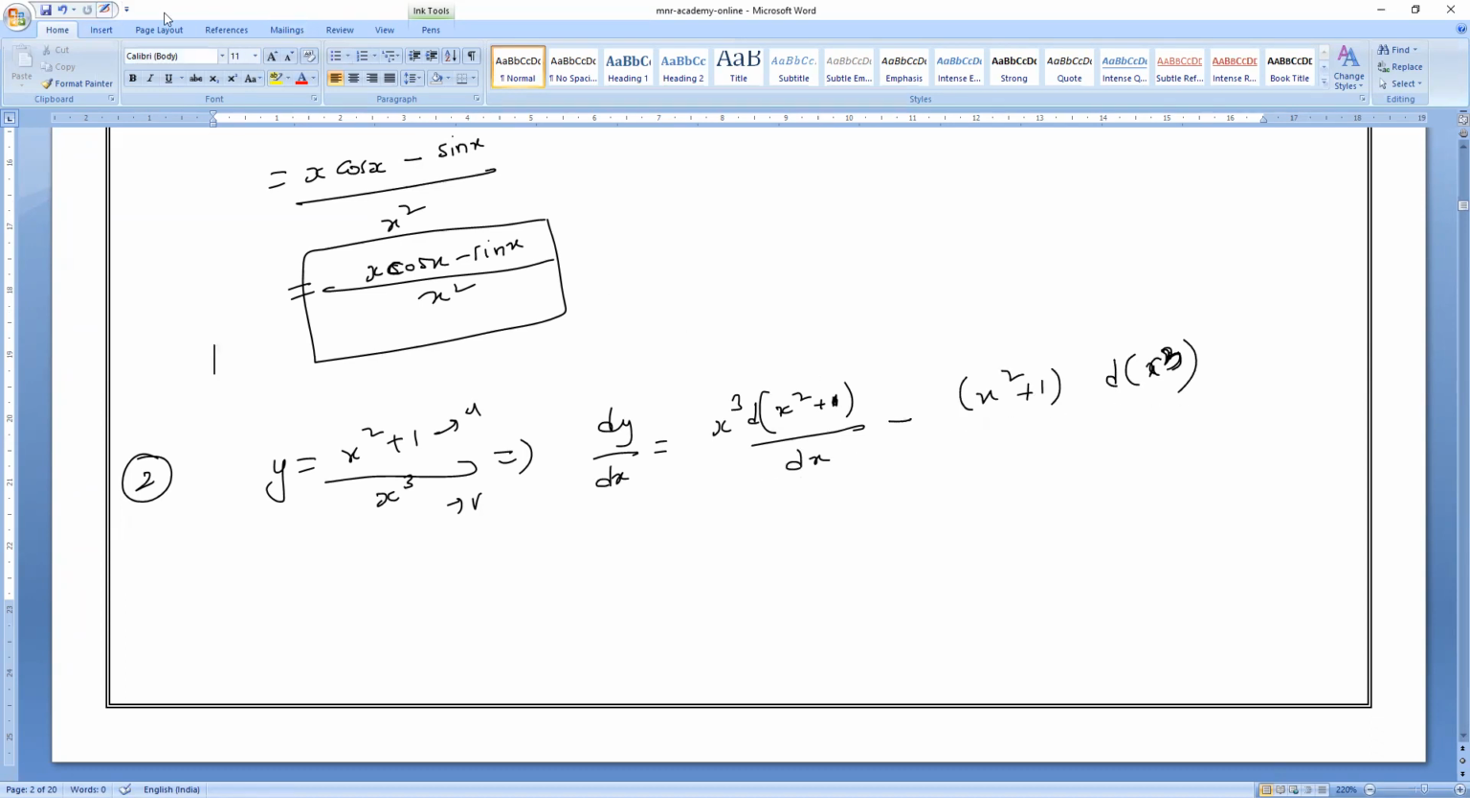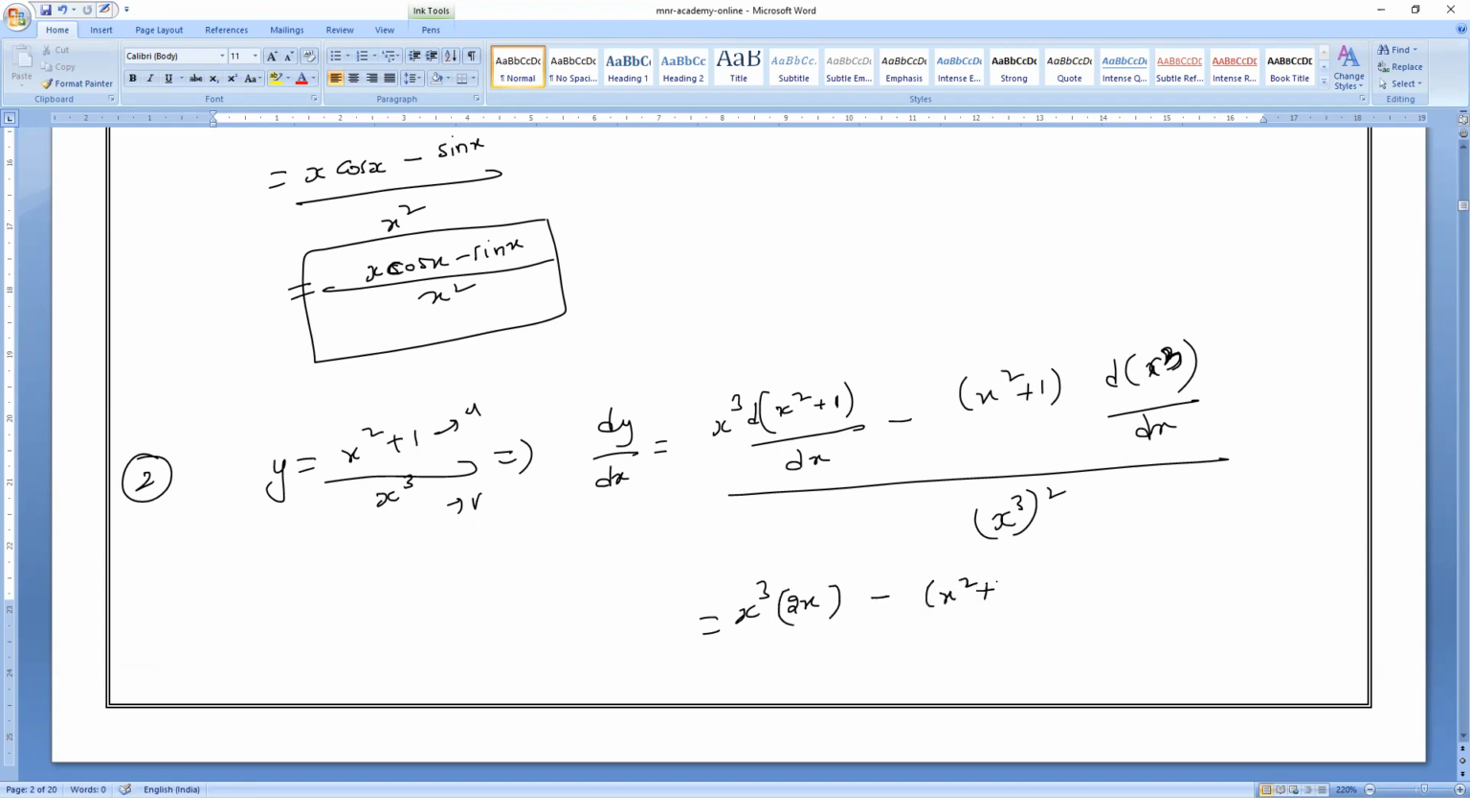V square is x cube squared, which is x power 6. Now this one: x cube into differentiation of x square, which is 2x. Differentiation of a constant is zero. So x cube into 2x. Next, minus x square plus 1.